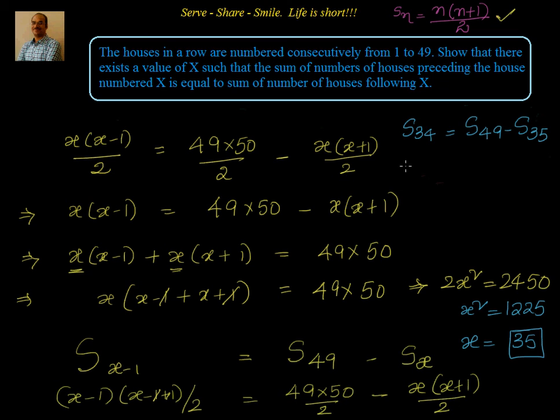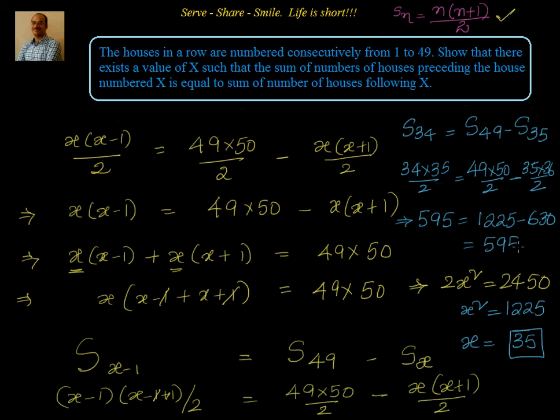Let's verify this. What is S of 34? 34 into 35 by 2 is equal to S of 49, 49 into 50 by 2, minus S of 35, 35 into 36 by 2. So let us check LHS is equal to RHS. We can simplify this. We have 595 equal to 1225 minus 630. So we can see that 1225 minus 630 is also equal to 595. So we have verified that the solution we got is correct.